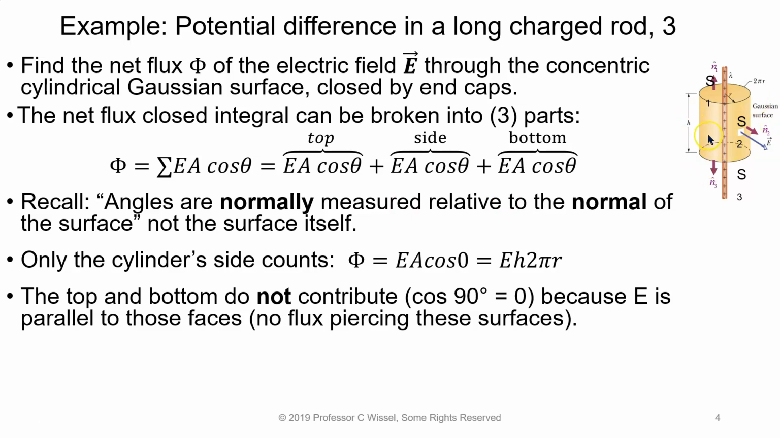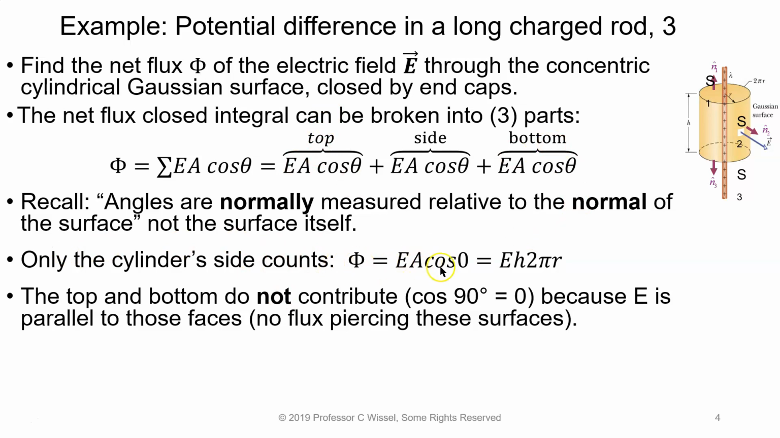Now, if you look here, the electric field, by cylindrical symmetry and by measurement and experiment, all goes radially outward. Any of the vertical components, the ones that run along the axis, cancel each other out. So the only place where there's flux going through a surface is the cylinder itself. At the end caps, the electric field lies parallel to the surface, which means the normal is 90 degrees to the field, so the cosine of 90 degrees is 0. So the top and bottom drop out. The only thing you have is the side of the cylinder.